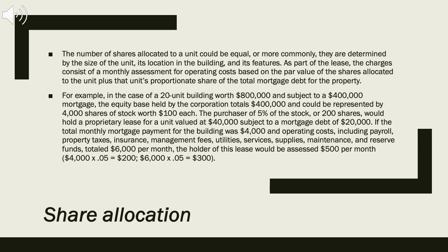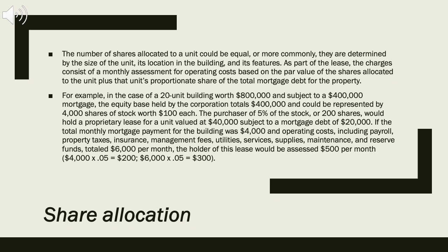Share allocation. The number of shares allocated to a unit could be equal, or more commonly, they are determined by the size of the unit, its location in the building, and its features. As part of the lease, the charges consist of a monthly assessment for operating costs based on the par value of the shares allocated to the unit, plus that unit's proportionate share of the total mortgage debt for the property.